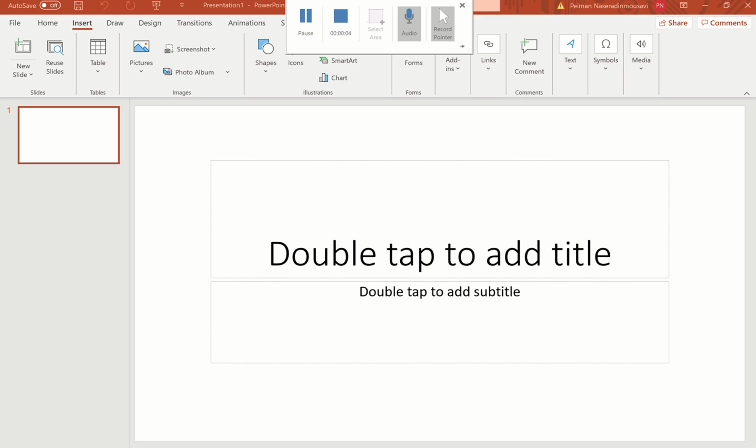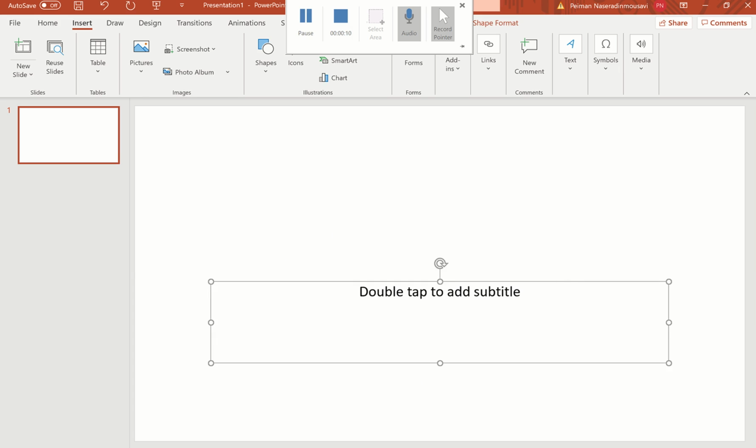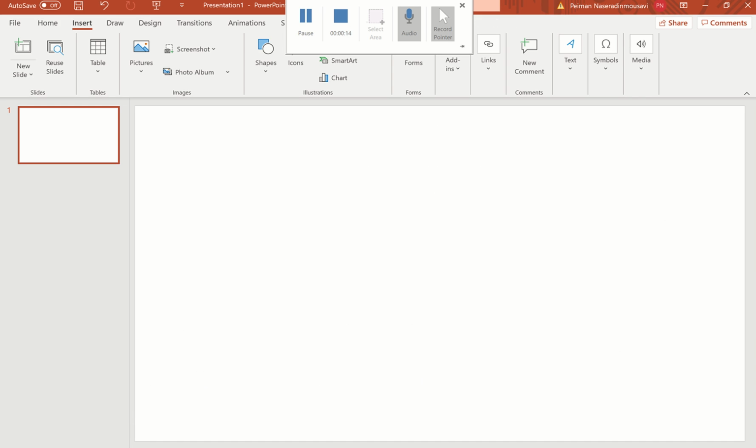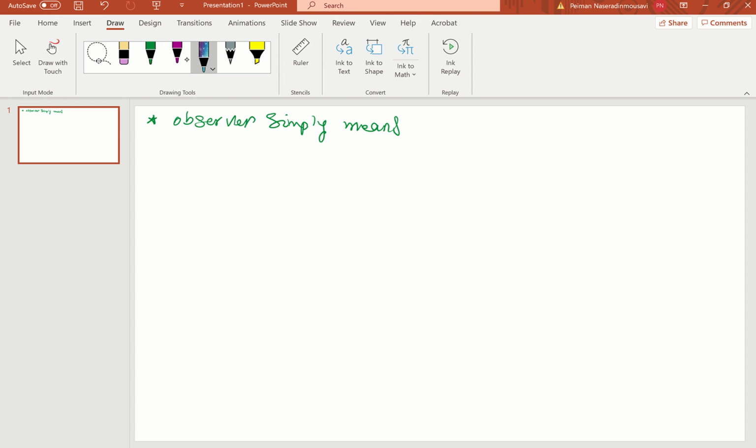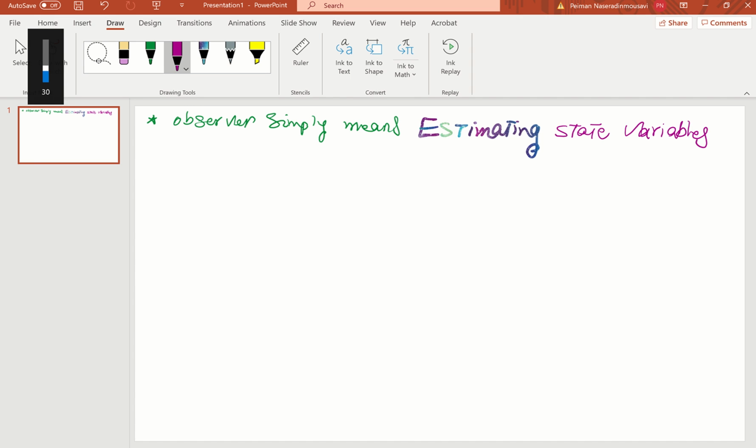Okay guys, so we're continuing designing the observer that we started in the previous class. We are done with designing the control signal for the LTI system, and I told you that the observer simply means estimating state variables.